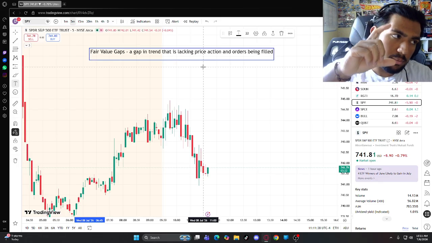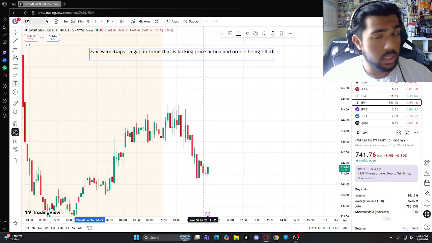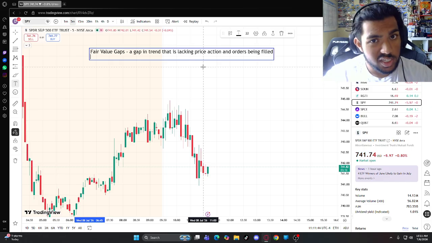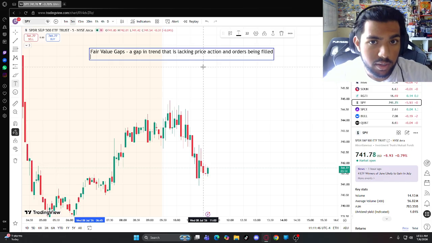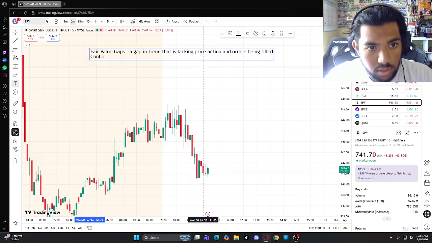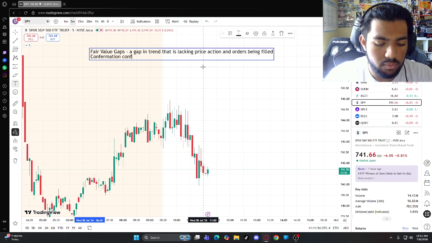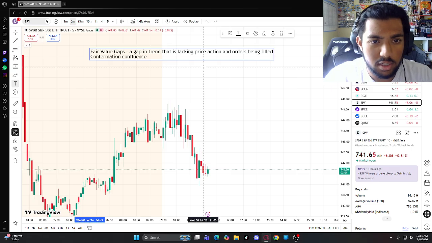It's a gap in between a 3-candle spread, sometimes a 4-candle or 5-candle spread, because we did go over in the last video how they're stacked up against each other. It's basically an area where orders are not getting filled, and that is a confirmation confluence. Confluence, I think I spelled that right.